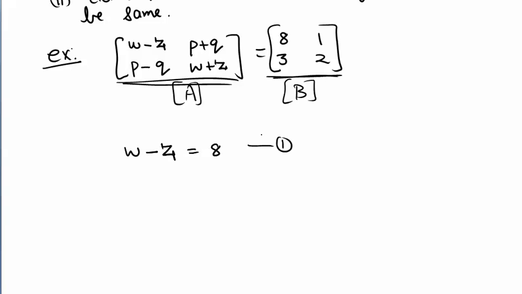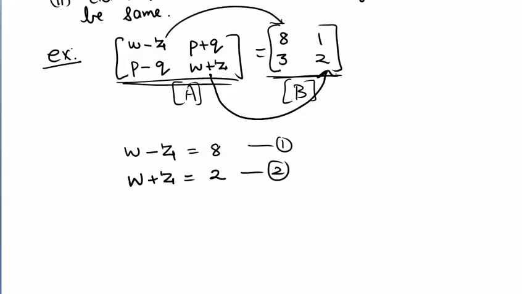Let us say this is equation 1. What I am trying to say is that this element should be equal to this element, right? Similarly, W plus Z is equal to how much? 2. This element should be equal to the corresponding element, right? So if I solve 1 and 2, now you know how to solve linear equations, right? You'll get 2W is equal to 10, or W is equal to 5.